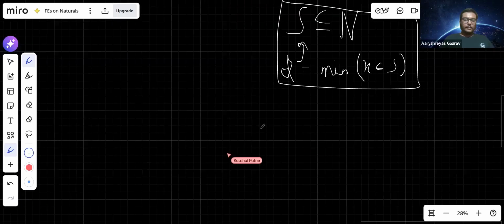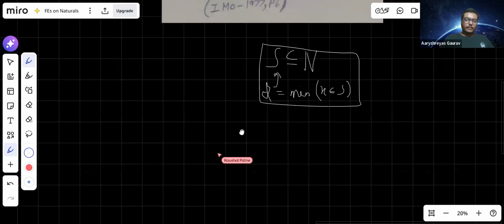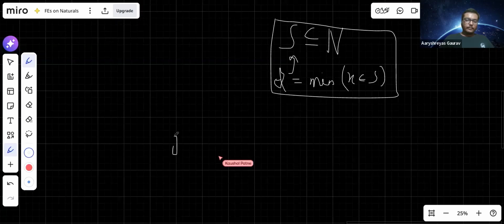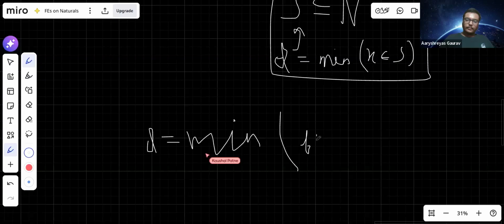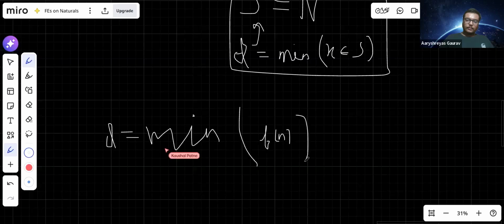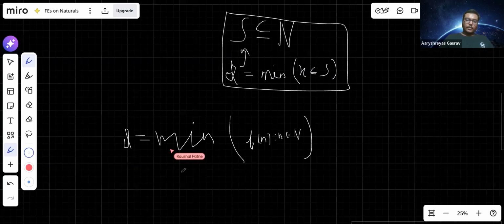let's assume that D is the minimum of all f of n. Wait a second. All f of n that you can find minimum, such that n is a natural number, of course. D is the minimum. Okay.